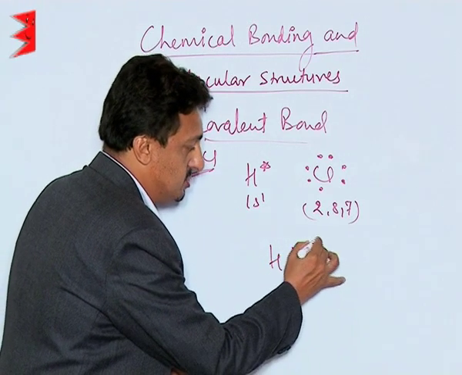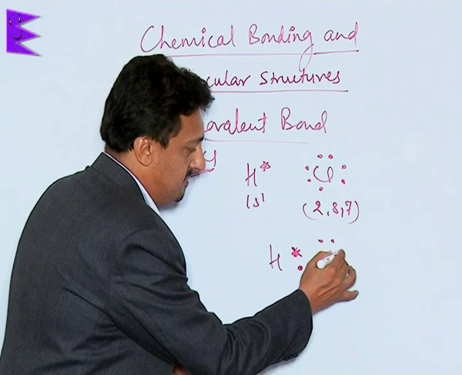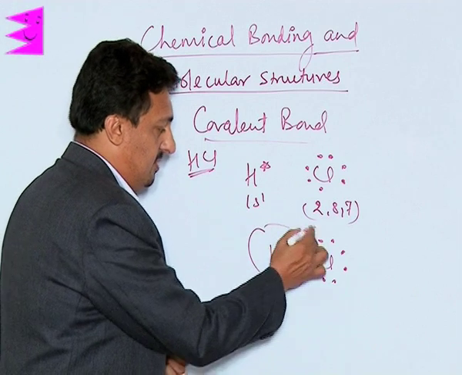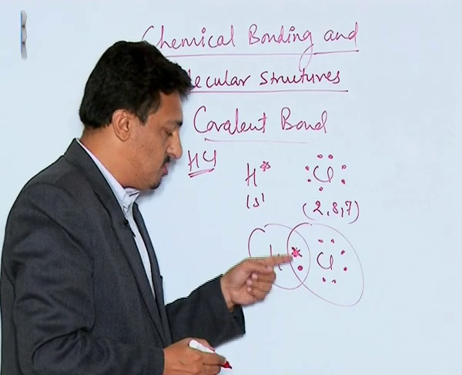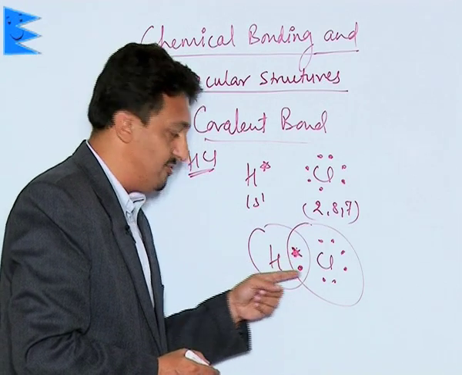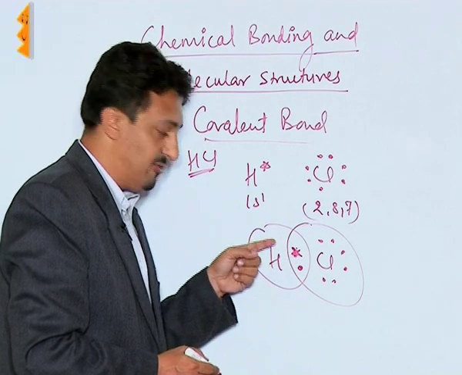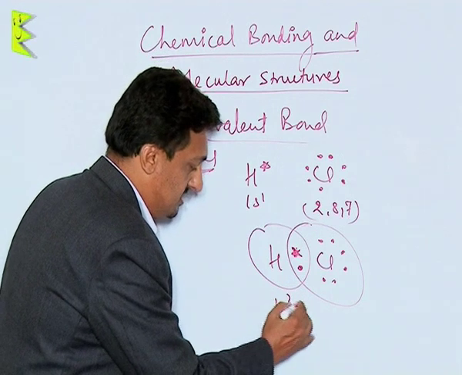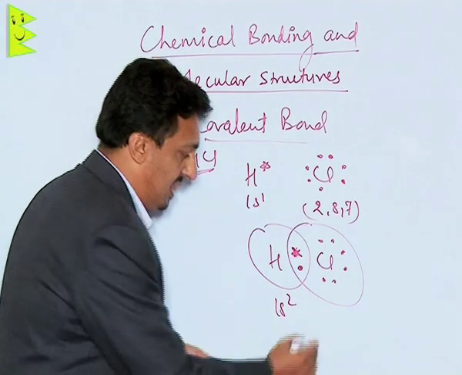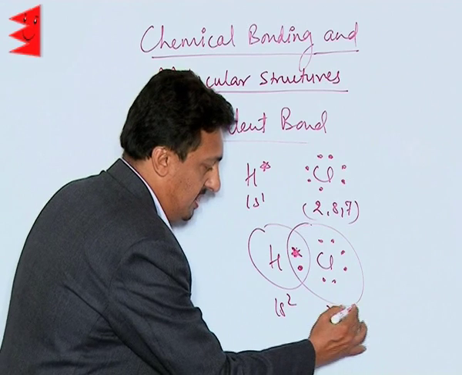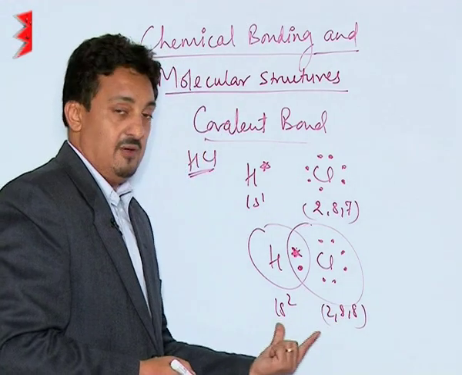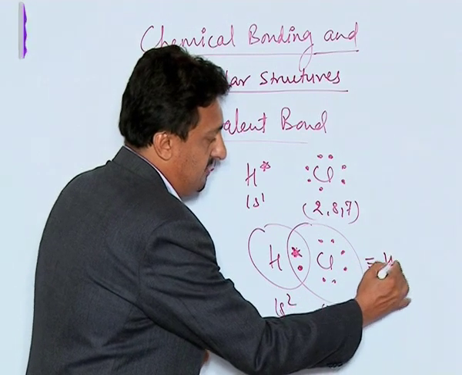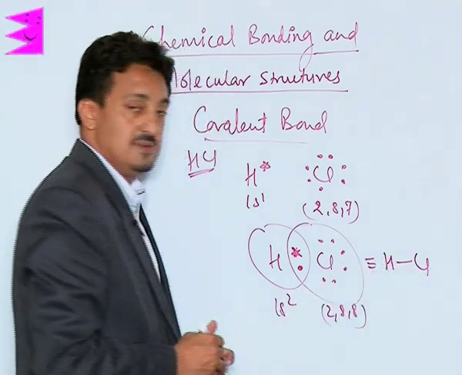Usually Lewis used only the dots. I am using a star for the electron of the hydrogen in order to make it very clear to you that there are two electrons which are shared between hydrogen and chlorine. One of these is of hydrogen, another is of chlorine, and this is how hydrogen is in the stable helium noble gas configuration. Chlorine is also attaining its octet complete. So this is how they both become very stable. So this molecule can be represented in a very simple way like this.